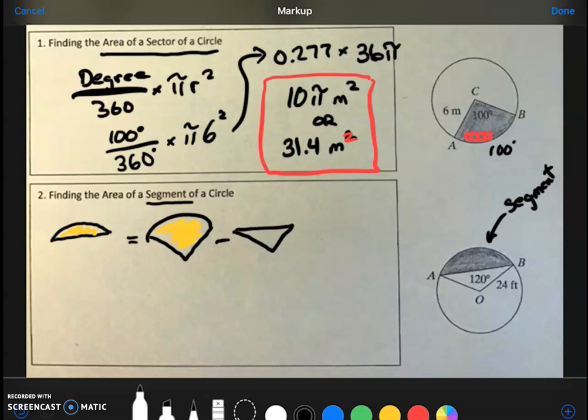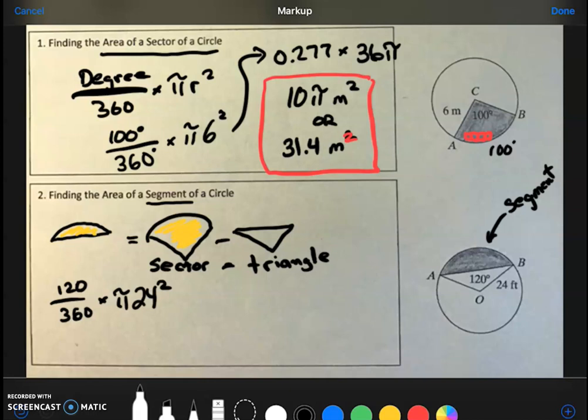So we take the sector first, and then we minus out the triangle. The area for the sector: you take the sector degree, which is 120 degrees over 360, and multiply it by the area of a circle, which is pi times 24 squared. I did all these calculations already, but basically this ends up being 603.2, the area of the sector, as if everything was yellow. And then we minus out the area of the triangle.